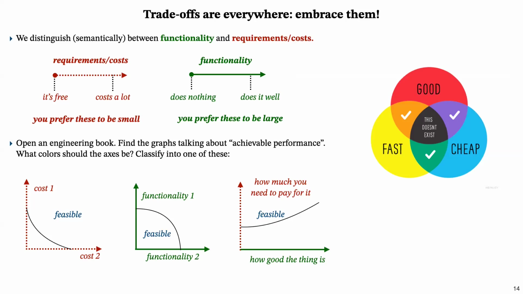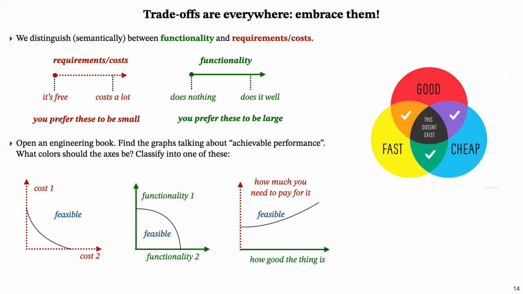So either you have 2 costs and you have a Pareto front of optimal solutions. Everything above is feasible, but it's not what you want. Everything below is in your dreams. You would like to have it, but it does not happen. You could also be comparing two functionalities, and you have essentially the opposite situation. And then you could also compare functionality, or how good the thing is, with the cost or the price you have to pay.